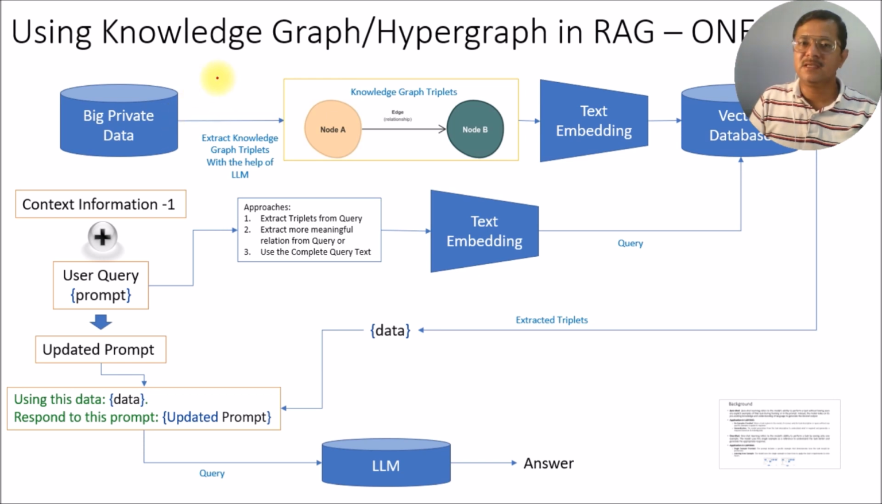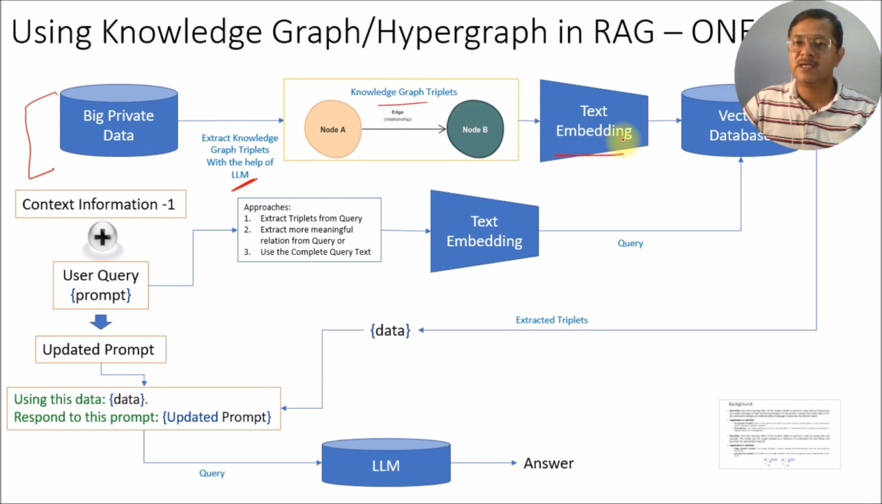The main reason is we are assuming that we are not dealing with a simple system. We are dealing with complex data. So as usual, we will first extract the knowledge graph triplets with the help of an LLM. For simplicity, we are using an LLM, but you can use your own techniques. After that, we have the graph triplets.